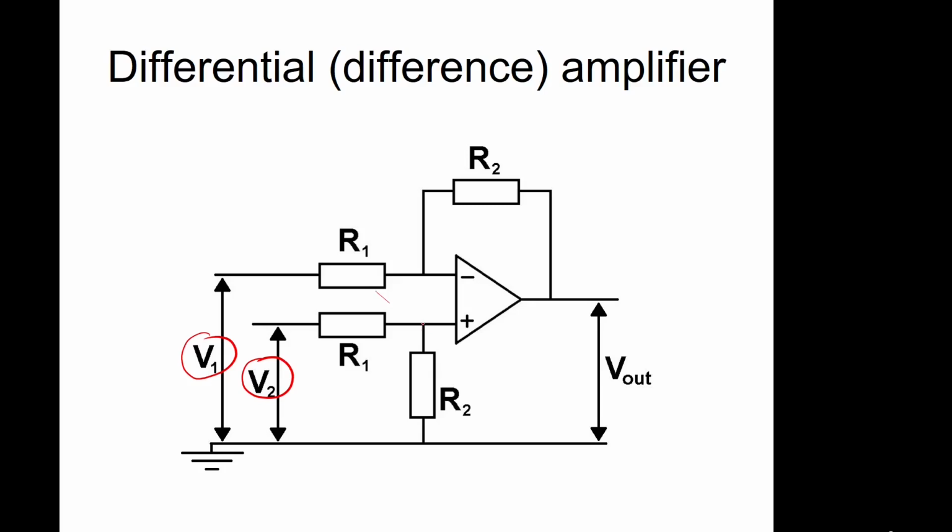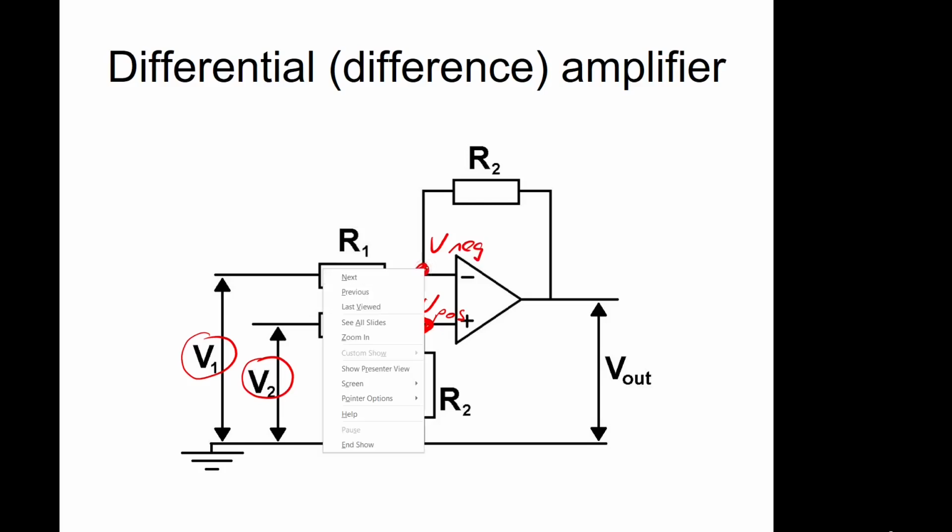So what we'll do is we'll label this point V pos, and we will label this point here V neg. So this has got a potential on it with a value of V pos, and this has got a potential on it with a value of V neg.